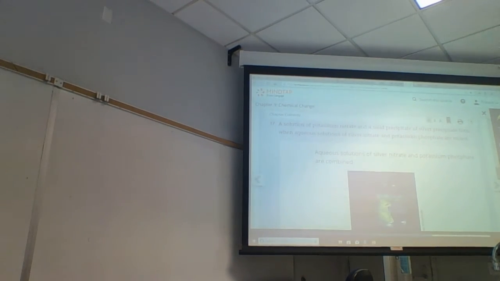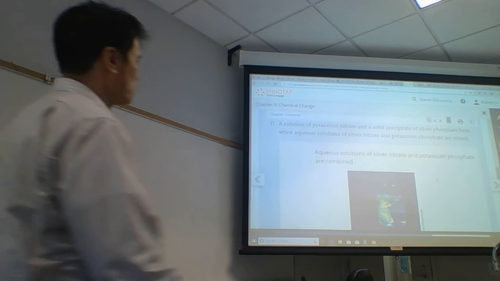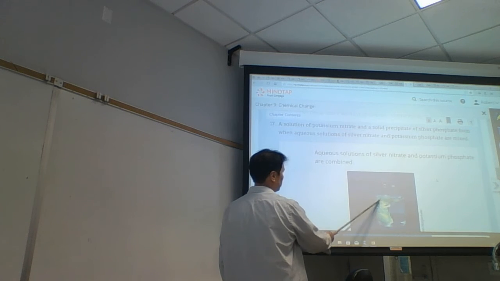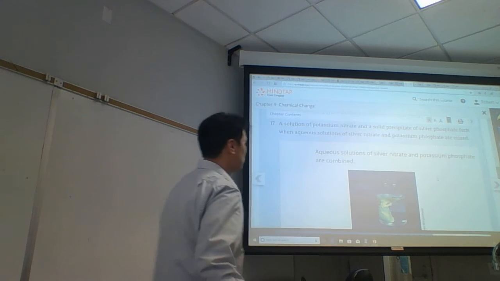Okay, let's take a look at number 17 from chapter 9. A solution of potassium nitrate and the solid precipitated silver phosphate are formed when aqueous solutions of silver nitrate and potassium phosphate are mixed. So here's the precipitated silver phosphate. There's yellow precipitate.